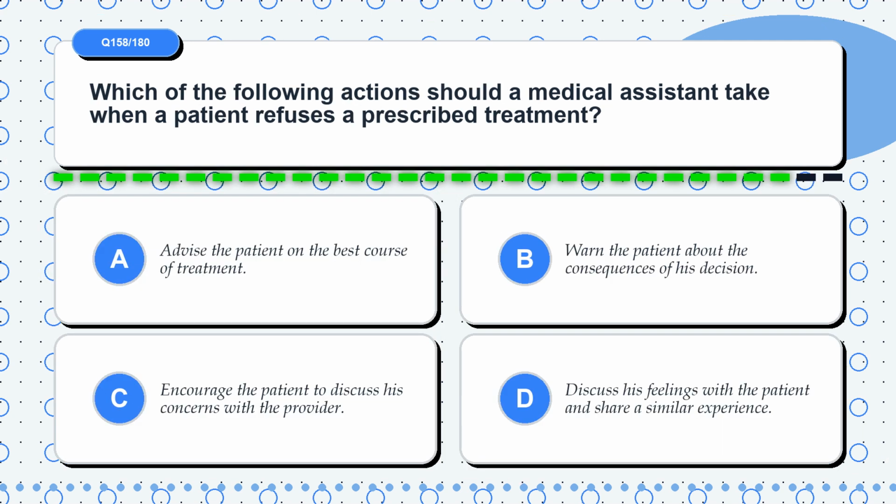Question 158. Which of the following actions should a medical assistant take when a patient refuses a prescribed treatment? Here are the options. Option A, Advise the patient on the best course of treatment. Option B, warn the patient about the consequences of his decision. Option C, encourage the patient to discuss his concerns with the provider. Option D, Discuss his feelings with the patient and share a similar experience.